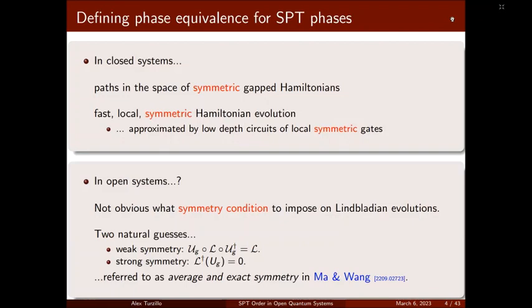One, which is called weak symmetry, is just that this operator script UG, which conjugates the density matrix by the symmetry, just commutes with the Lindbladian, the generator of the evolution. Another, which we call strong symmetry, says that the adjoint of the Lindbladian annihilates the symmetry generator. This one's a little bit less intuitive, but it ends up being somewhat more correct. And these two notions of symmetry are closely related to the average and exact symmetries defined in Chung's paper. Though again, the physical context is a little different.